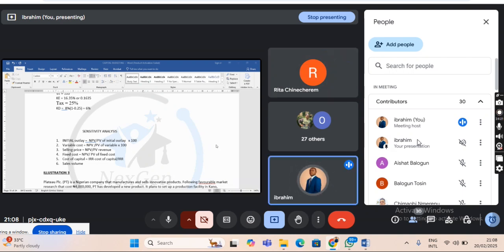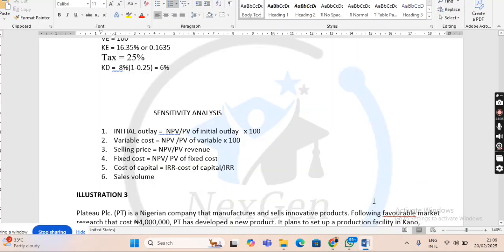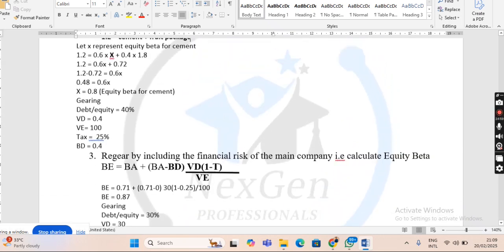Sensitivity analysis for tax rate, well, they could bring it. Yes, it's possible. Why not? Tax rate equals the NPV divided by the present value of the tax. Class, I know many of you will ask me, what is the present value of tax?